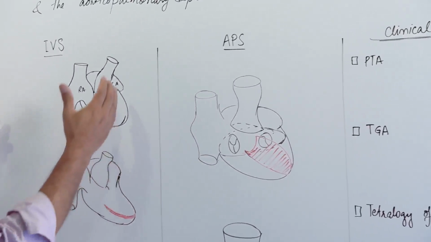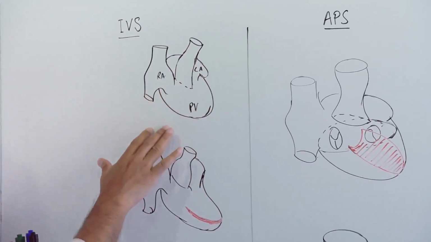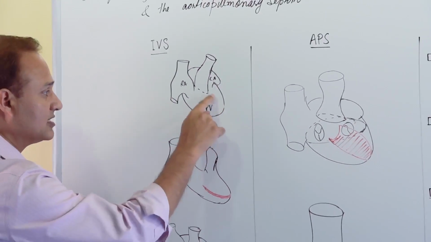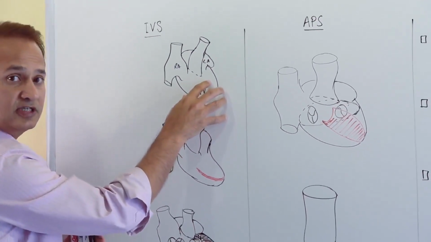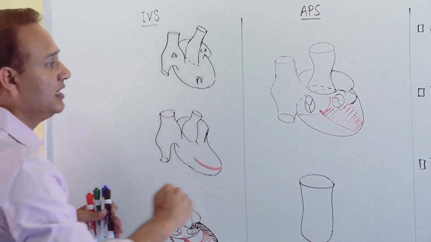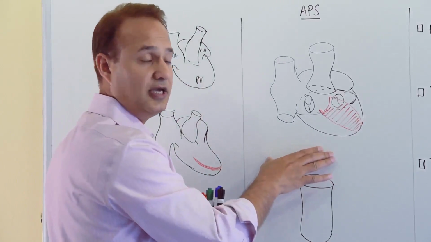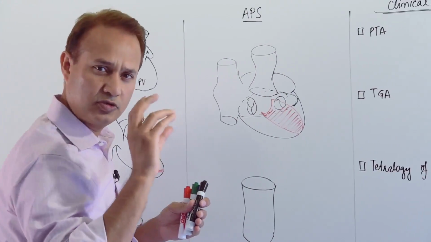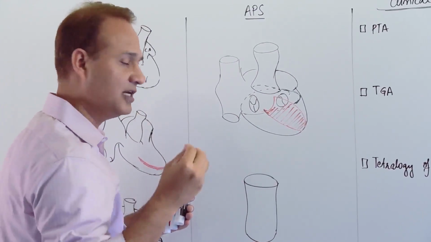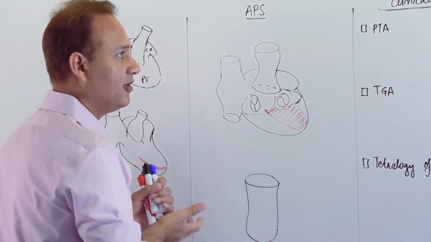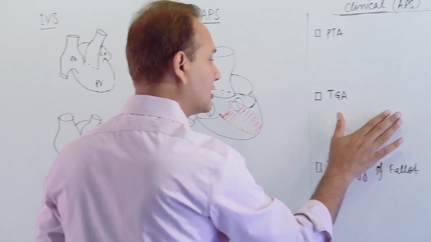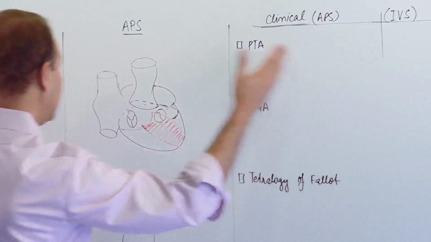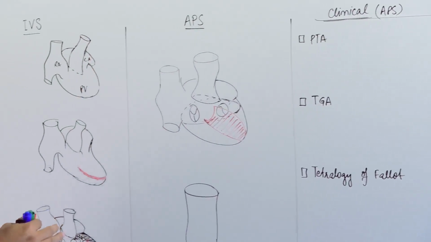What you'll see here is that on this side we'll talk about interventricular septal development. So this is a primordial common septum and common ventricle, and we'll see how the septum develops. Here we'll talk about the aorticopulmonary septum development. This is more of a 3D orientation that we need to understand, otherwise it's a simple thing. And finally we'll do the clinical considerations related to APS and related to IVS, which is the interventricular septal development.